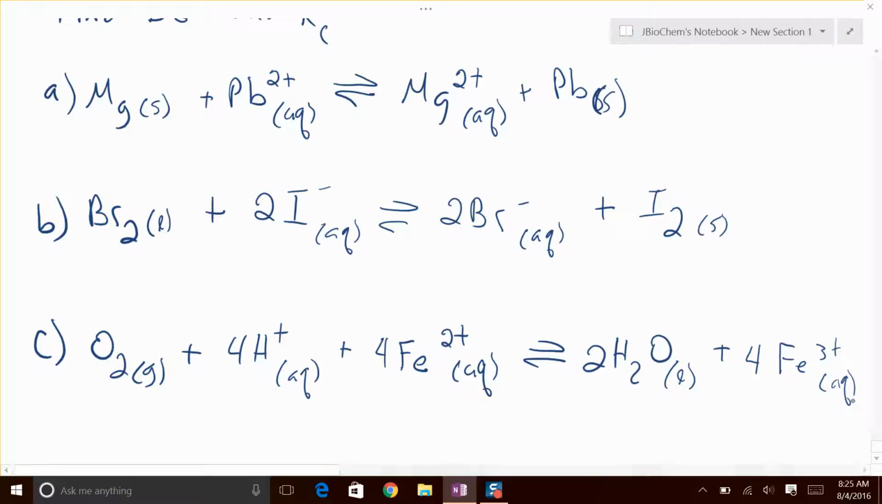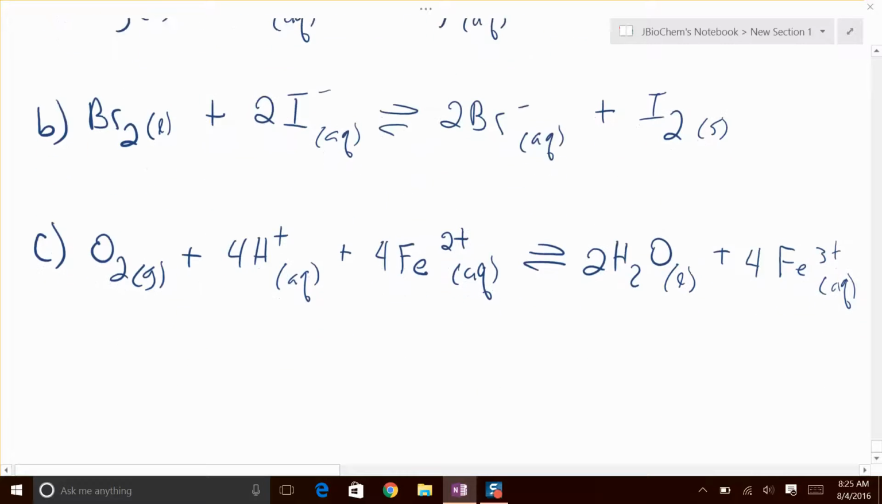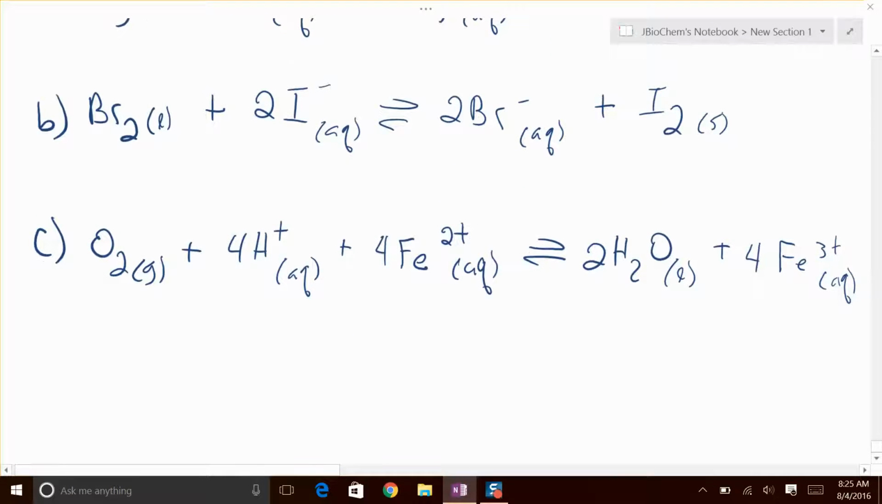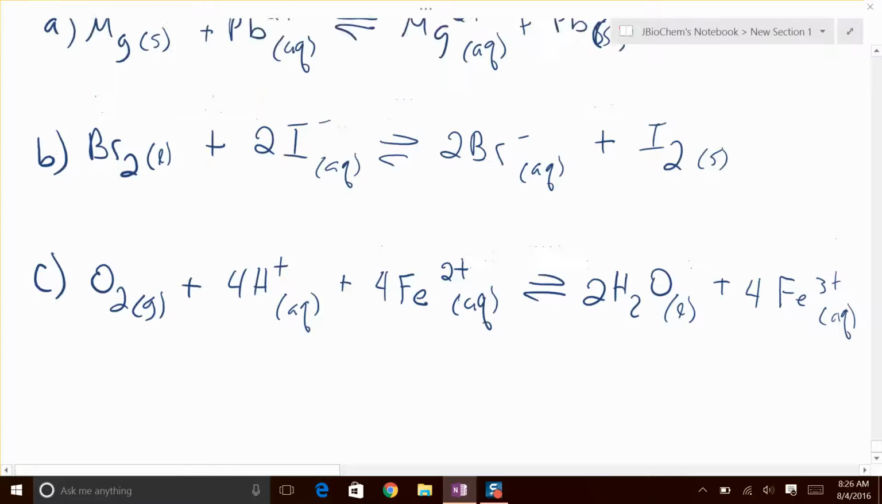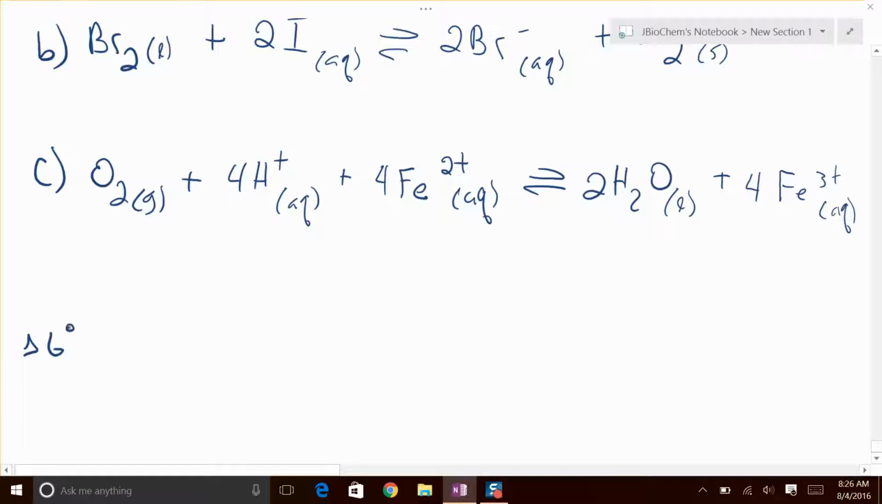These are kind of a three-step process. You have to find delta E. Let's see. So the equation we're going to use for the delta G naught, right? Delta G naught equals negative nF E naught of the cell.